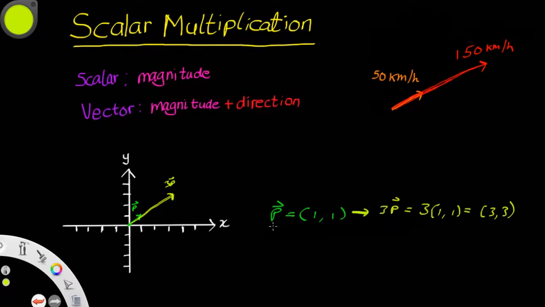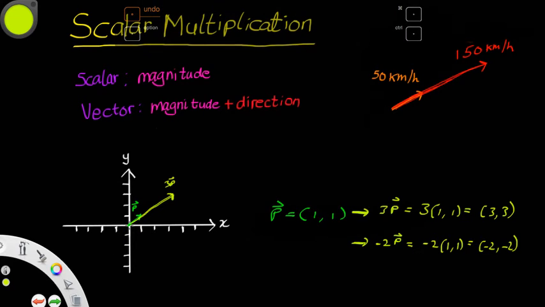Likewise, we can also multiply our vector with a negative scalar. If we multiply it, for example, by -2, we get -2p. Again, we multiply its original coordinates with the scalar to get -2 and -2. That would be right about there, and so there you go. That is vector -2p.